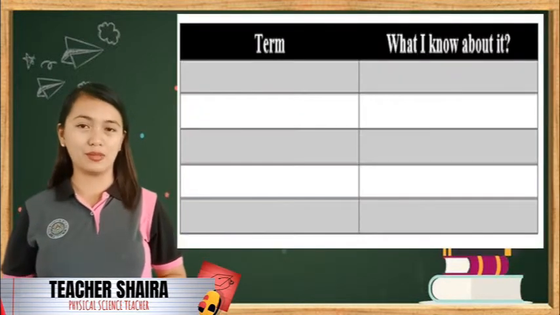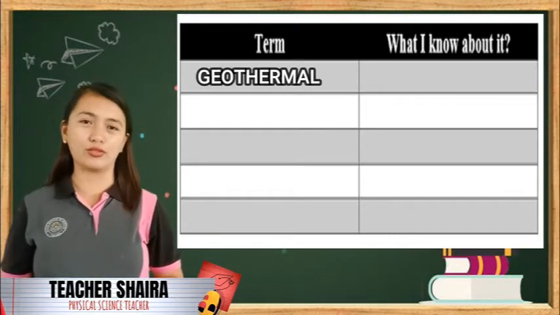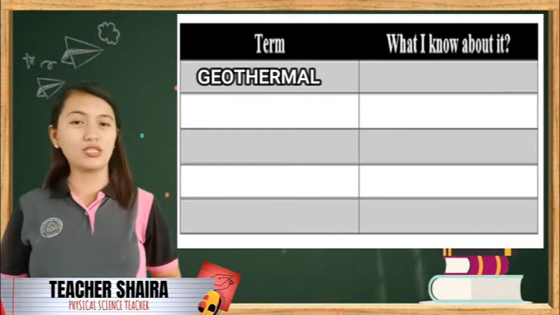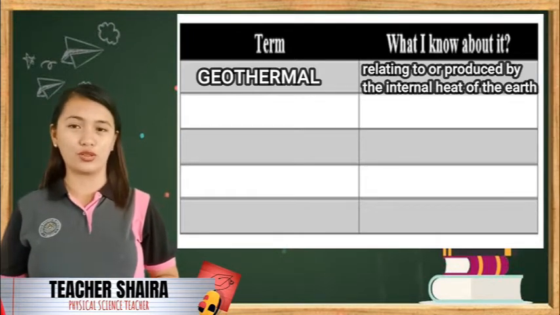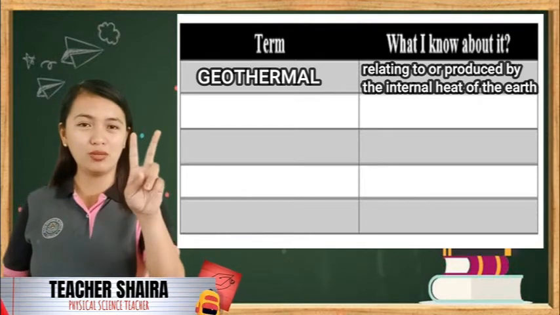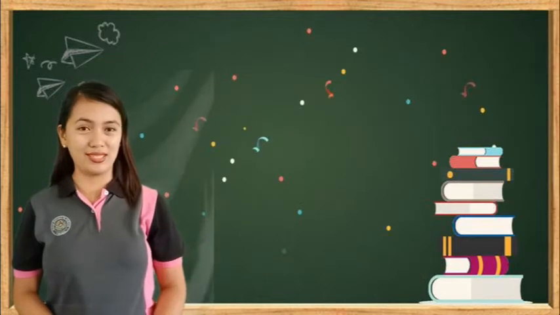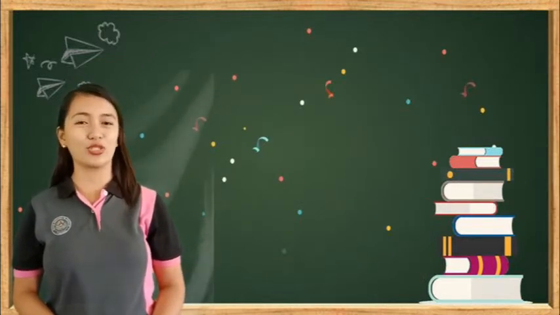For example, geothermal. What do you know about geothermal? Geothermal is relating to or produced by the internal heat of the earth. I will give you 2 minutes to do this activity. Reminder to students, you need to submit your outputs in the next distribution day.